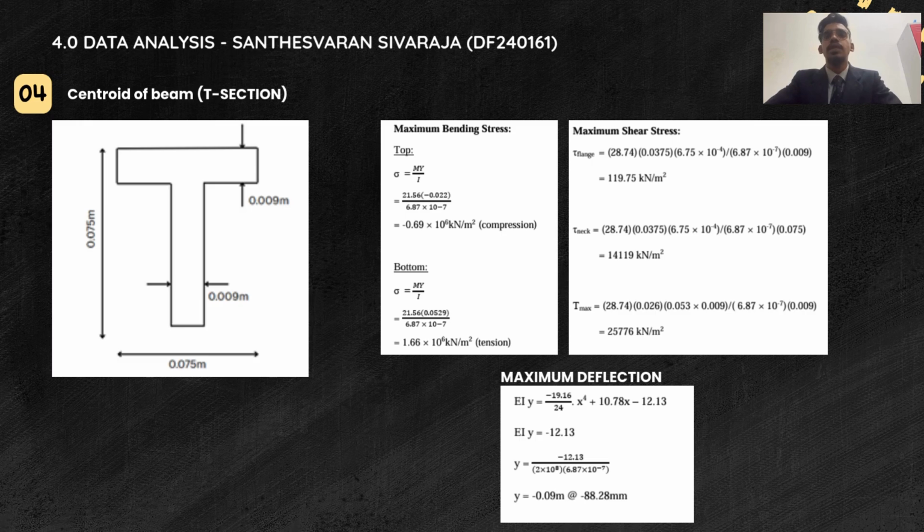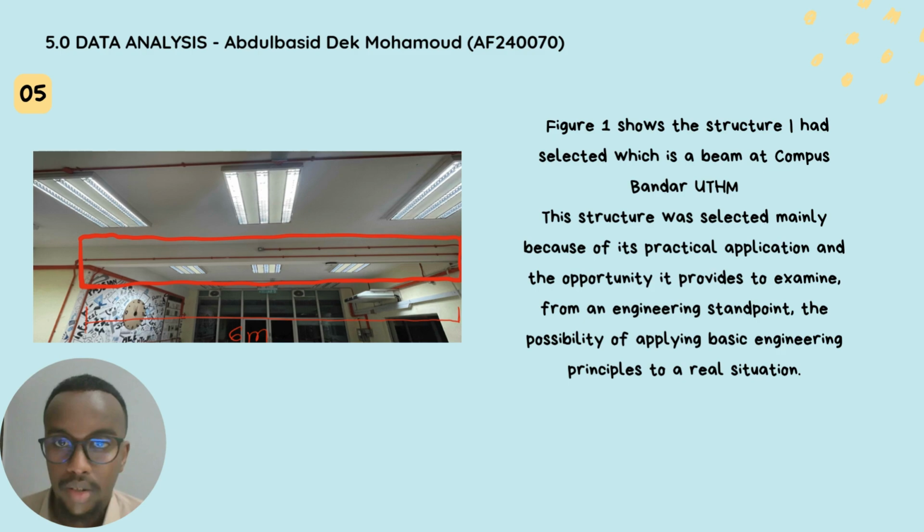We also examined the beam's cross-sectional geometry, which is a T-section. Calculating the centroid of this section is essential for finding the moment of inertia. Finally, we determine the maximum bending stress, maximum shear stress, and maximum deflection of the beam under the applied loads.